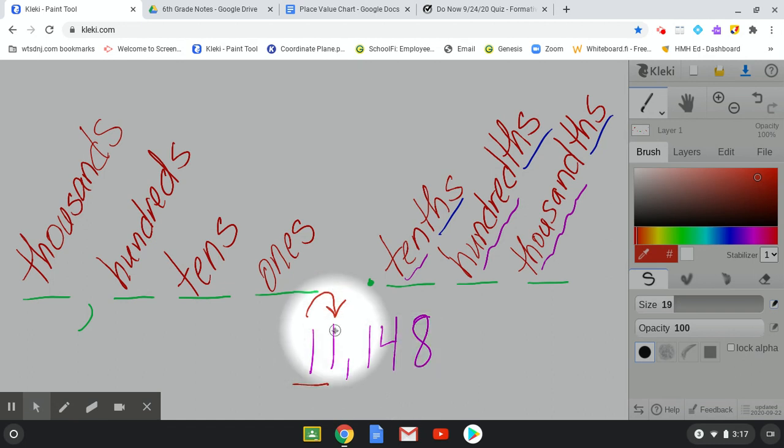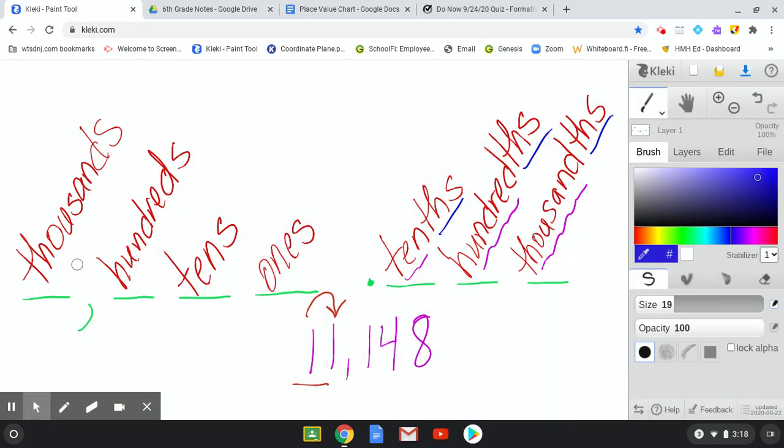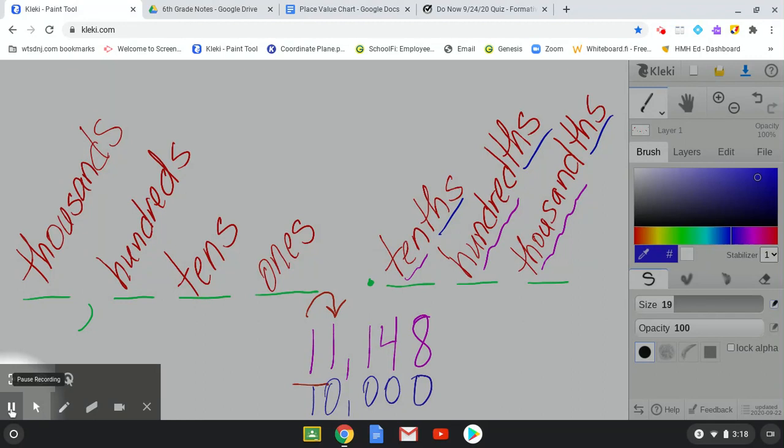Okay, so in this case, the number that my arrow is pointing to is less than 5, so this 1 stays, and everything to the right of what I underline becomes a 0. So I said that my 1 stayed, everything to the right of what I underline becomes a 0. So 11,148 rounded to the 10,000s place gets rounded to 10,000, okay?